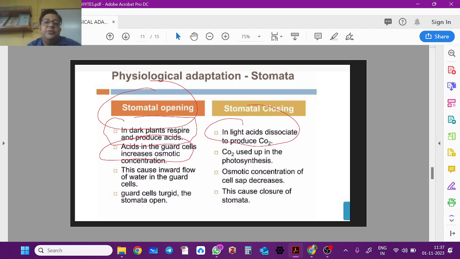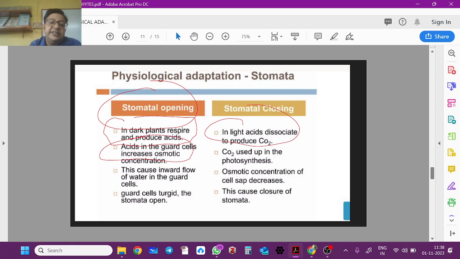Acids in the guard cell increase osmotic concentration. The acids which develop in the guard cells, which guard the stomata, increase the osmotic concentration. If osmotic concentration increases, what happens? It pulls water from outside. Like in a rasgulla, a lump of sugar inside the chhena pulls the syrup in when put in water, because of the osmotic pull. This is osmosis, the same thing. The acid increases the osmotic concentration and pulls water inside.